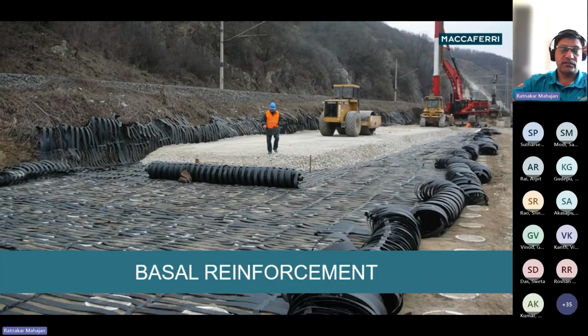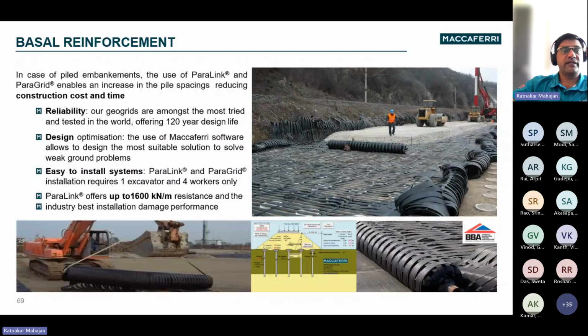Now moving from the stabilization to the basal reinforcement. So in case of soft soils, typically the ground improvement is carried out using, let's say, piles. So you can basically get away from the pile caps with the help of the high strength geogrids, which will span between the piles, and you can basically change the spacing of pile and optimize the pile cap design. The Paralink geogrids, which come as high as around 1600 kilonewton per meter, which are BBA certified.